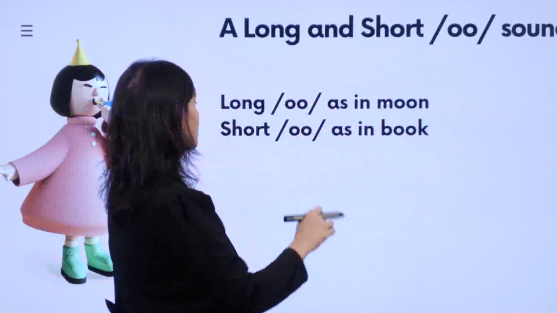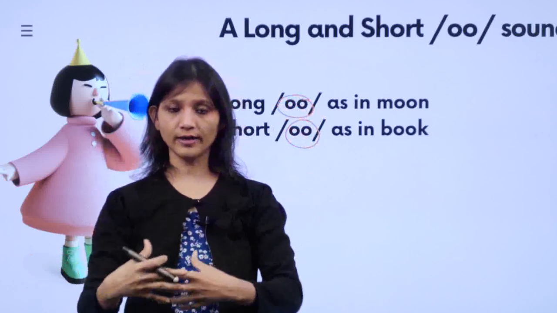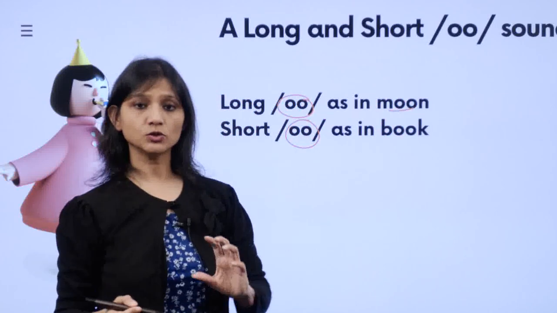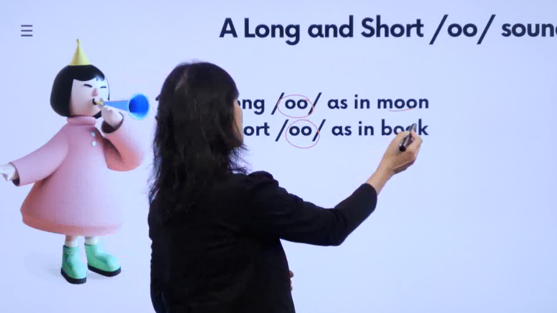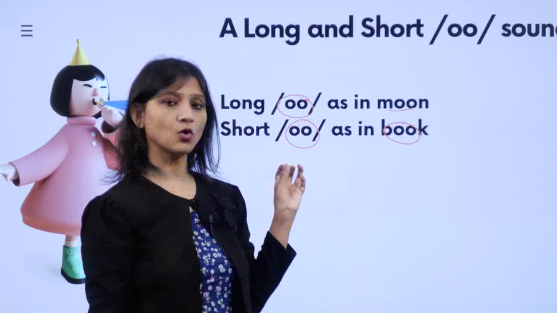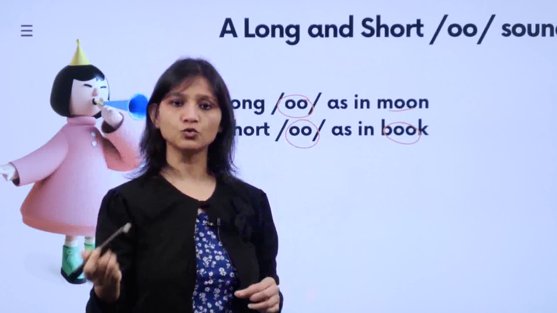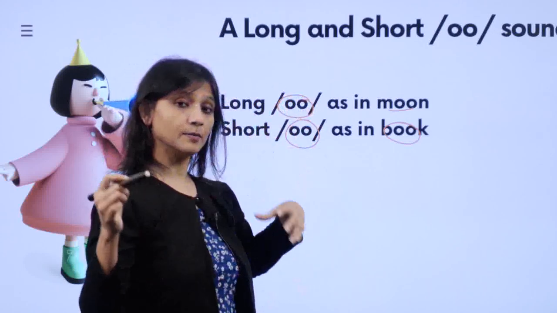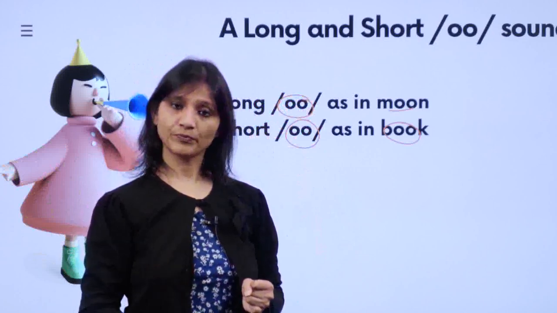And finally, the long sound of O. O-O together. When O and O join hands, they form two sounds. The sound is oo, moon, spoon, okay. O-O also has a short sound, like we say book, look, took. We don't say book, look, took in the long way. We say book, look, took, okay. But double O also has a long sound, like moon, spoon, shoot, all right.